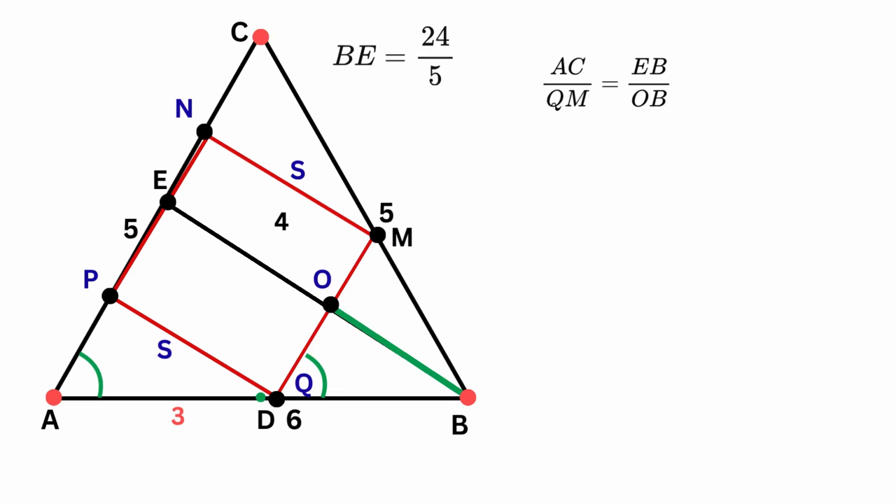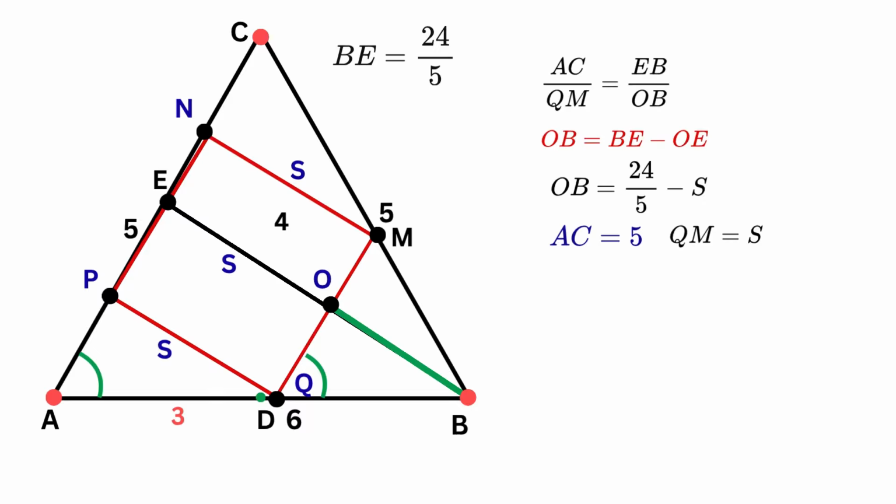Now let's have a look at the line OB. Since we know that the line EO is equal to S, we can calculate the length of the line OB as the difference between the height EB and the line EO. So since we already have the height EB, just substitute those values. Notice that we have the length of the line AC, which is equal to 5. Also, we know that the line QM is equal to the side of the square, so we can label it as S. Then we're just going to substitute all those values back into our previous equation, and by doing so, we will get the following relationship.